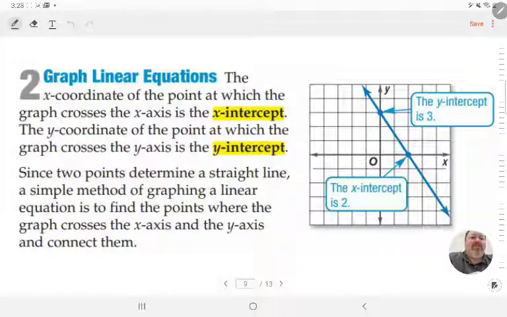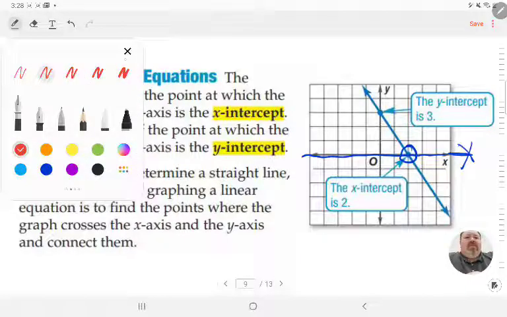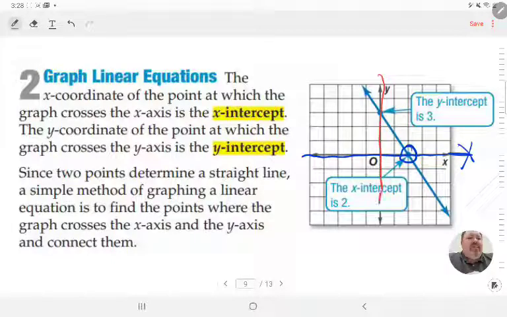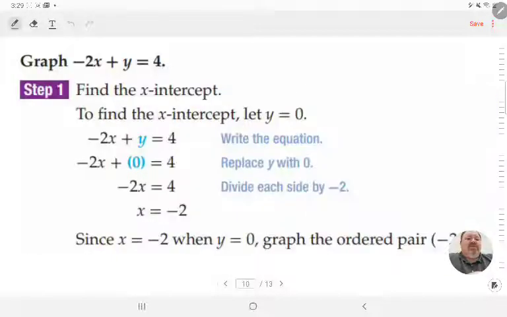So now we're going to talk about graphing these linear equations. The x-intercept is the point where the line crosses the x-axis. So this is the x-axis, this line right here. And the point where it crosses, that's your x-intercept, okay? And then this is your y-axis, and the point it crosses the y-axis is called your y-intercept. Since 2 points determine a straight line, a simple method of graphing a linear equation is to find the points where the graph crosses the x-axis and the y-axis and connect them. Those are 2 easy points to get.